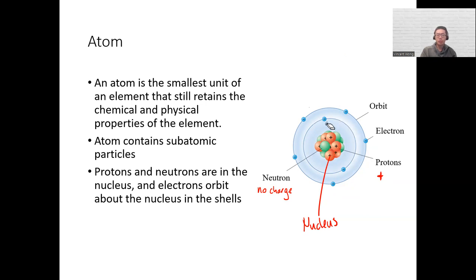And circling around the nucleus are going to be these electrons. Electrons are negatively charged.